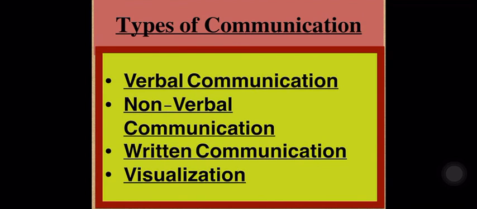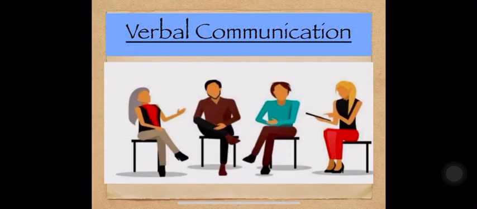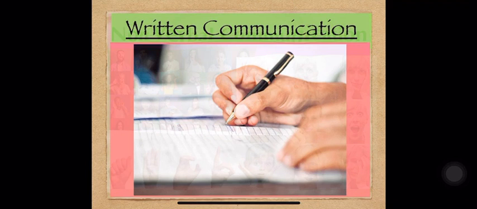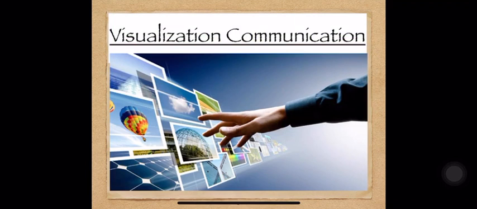There are different types of communication. Verbal communication: we communicate by speaking. Non-verbal communication: we use body language, signals, and signs. Written communication is done by writing, whereas visual communication is done by seeing things.